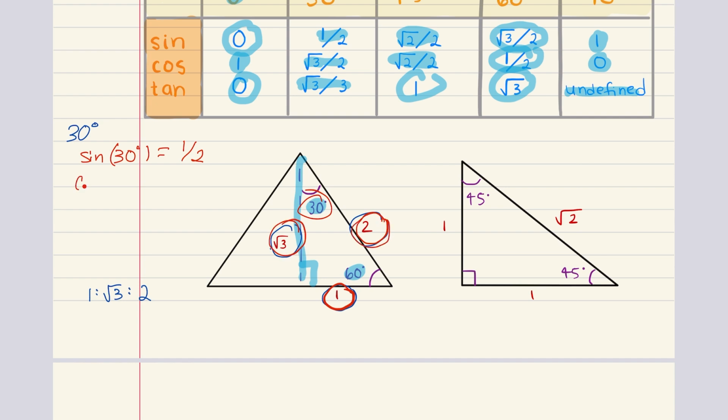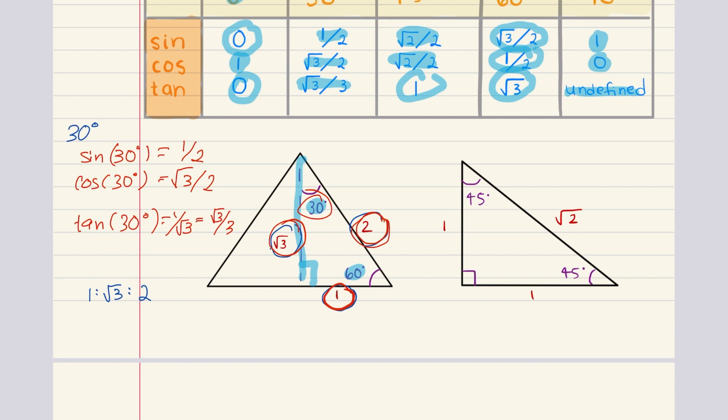So cosine 30 degrees is equal to the square root of 3 divided by 2. Tangent 30 degrees is going to be opposite side divided by the adjacent side. So here that's going to be 1 over square root of 3. You can alternatively write this as square root of 3 divided by 3 if you multiply both the numerator and the denominator by the square root of 3.